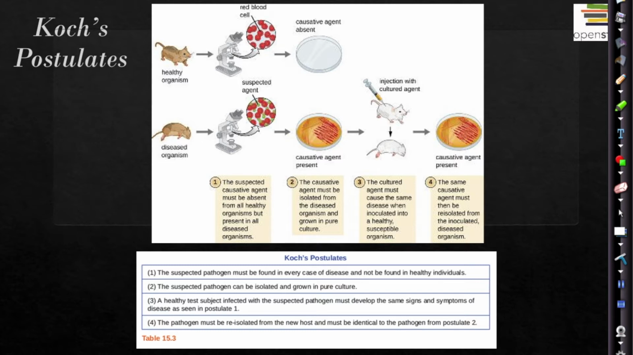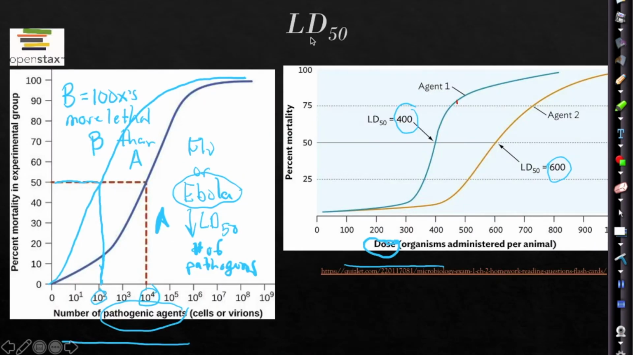Koch's postulate, you guys have gone over this in lab, and I've talked about it in lecture as well. Make sure that you understand how it works. So the LD50 is a lethal dose for 50% of the population. This can be for a pathogen or this can be for a drug. So for instance, if the LD50 takes less pathogen to reach 50% of the population to be lethal, that means that pathogen is more lethal to the population. If the drug takes less dose to reach the LD50 than another drug, that means this drug is more lethal than this drug.